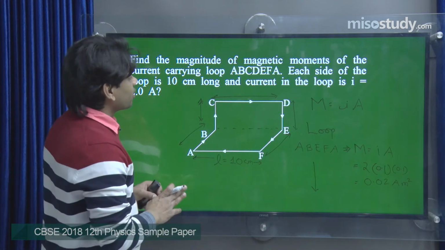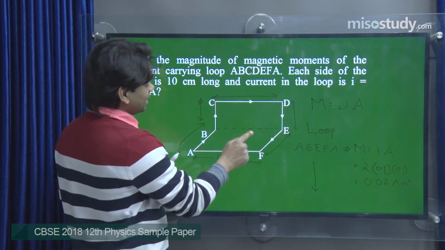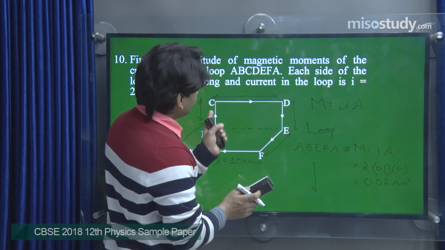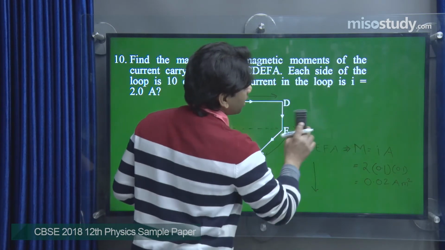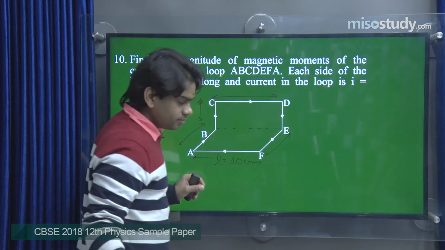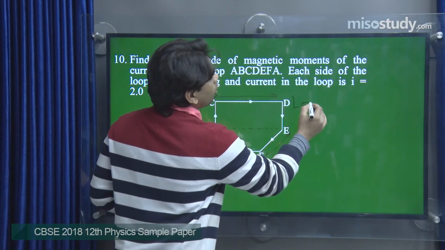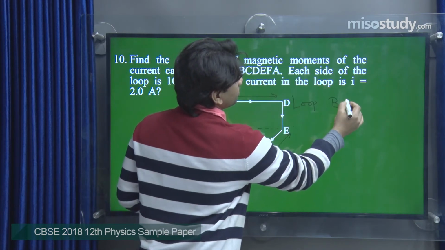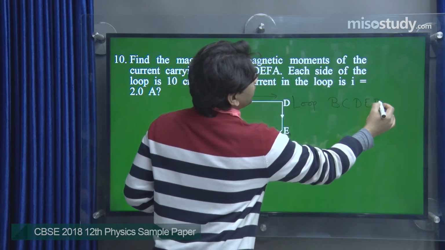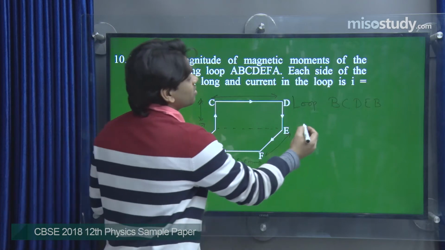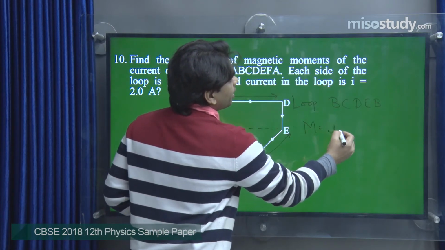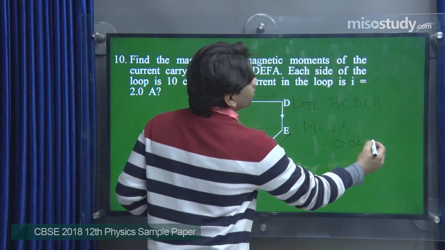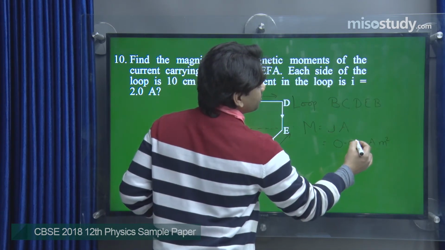Now see here, we have another loop B, C, D, E, B. Think of loop B, C, D, E, B. Easily you can make out the magnetic moment in the same way as equal to I into A, and both values are the same. So we are going to get 0.02 ampere meter square again.